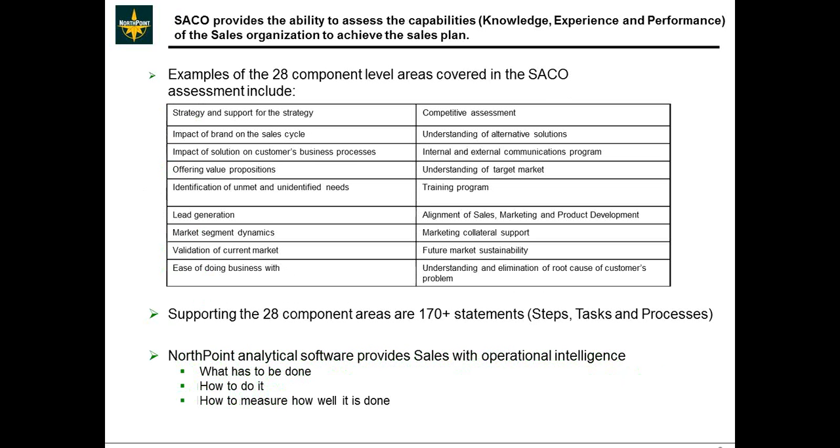The SACO product contains 28 what we call fundamental business activities. Think of them as the engines or drivers of success. They include strategy, competition, the market, value propositions, the demographics of the target customer, external and internal communications, and technology. The fundamental business activities are comprised of approximately 170 what we call steps, tasks, and processes that support the fundamental business activities.